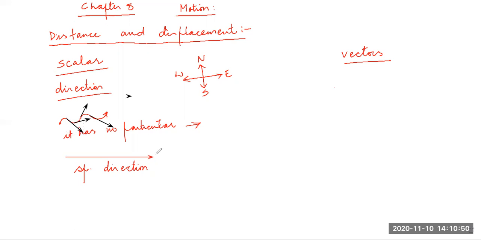Now, students, the second quantity I want you to understand is magnitude. Magnitude means, let's say, I'm applying a force on a block. So, how much is the force? Let's say the force is 5 Newton. So, I say the magnitude of the force is 5 Newton. Interestingly, students, the magnitude is always positive.